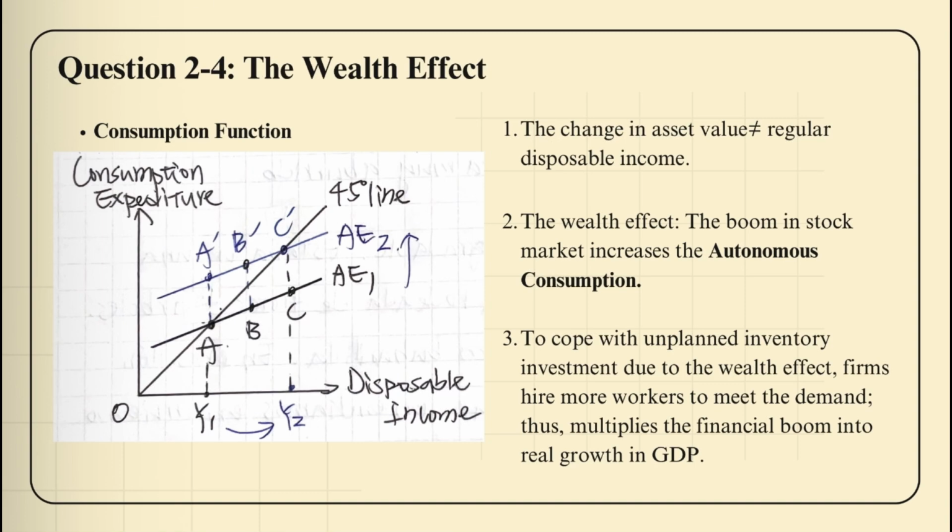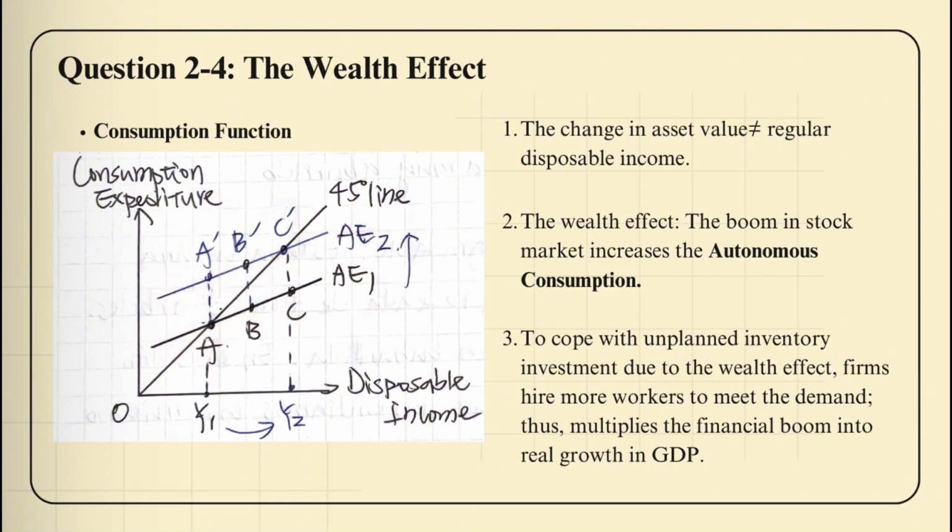In the theory, we distinguish that rising stock prices increase autonomous wealth, but not regular disposable income. Because of this, the MPC, which is the slope of our AE curve, remained completely unchanged. The stock market boom doesn't change the percentage of how much money a person spends out of their next dollar of salary. Instead, this increase in wealth directly increased autonomous consumption. This means that even if a citizen's monthly salary stays exactly the same, they will spend more money overall.